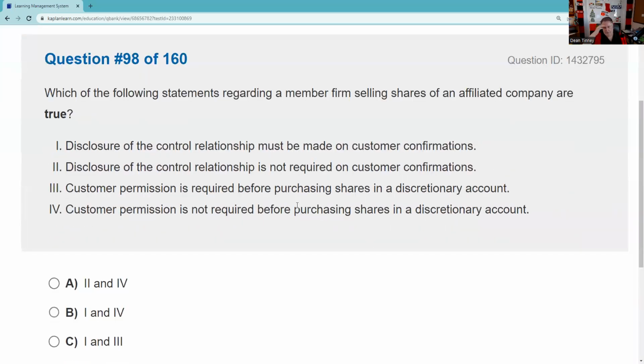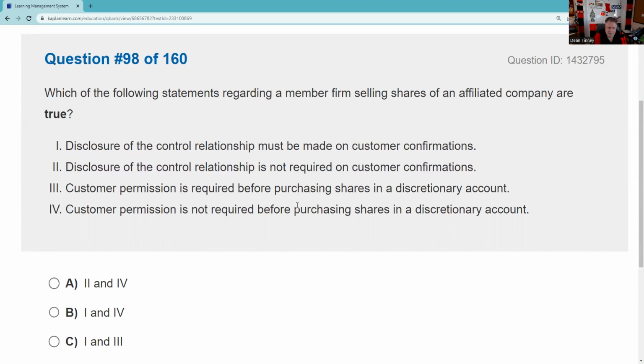Which of the following statements regarding a member firm selling securities of an affiliated company are true? This sounds like a control relationship, right? So, there's a control relationship between Merrill Lynch and Bank of America. So a Merrill Lynch broker cannot use his discretionary authority to buy you Bank of America stock. So anyways, let's go through this one.